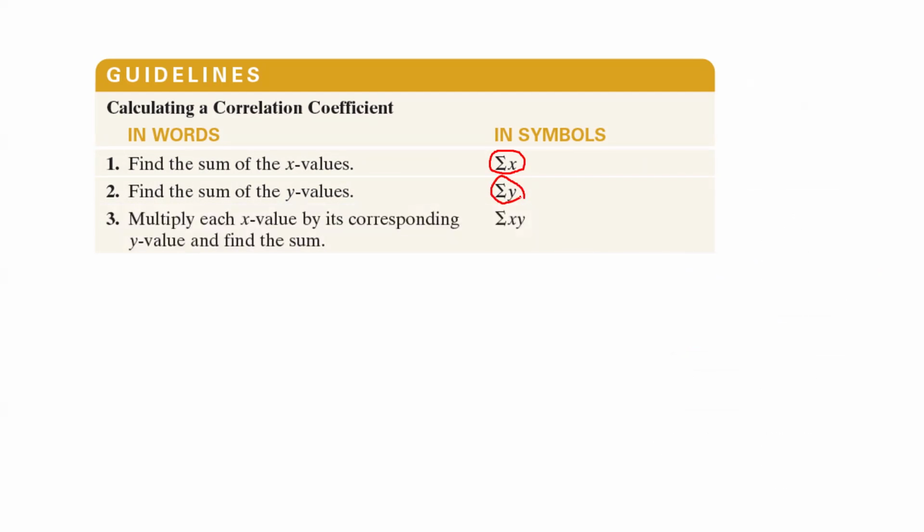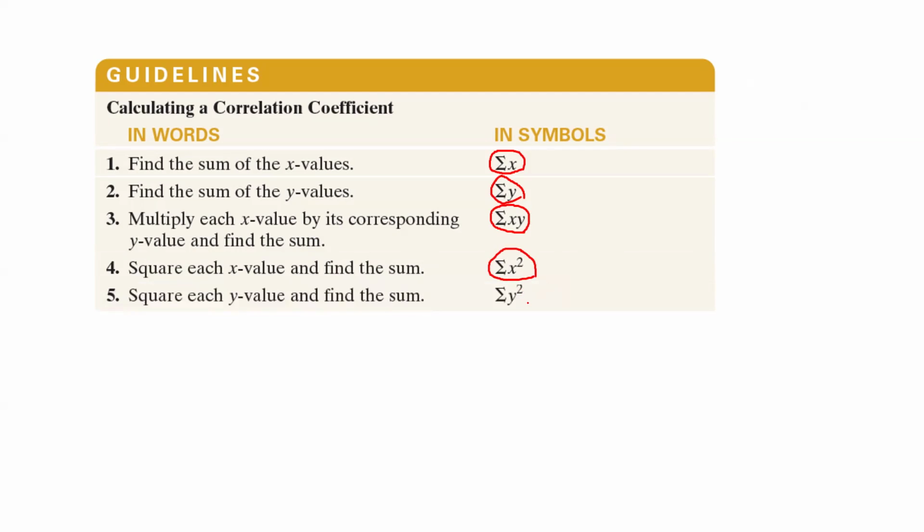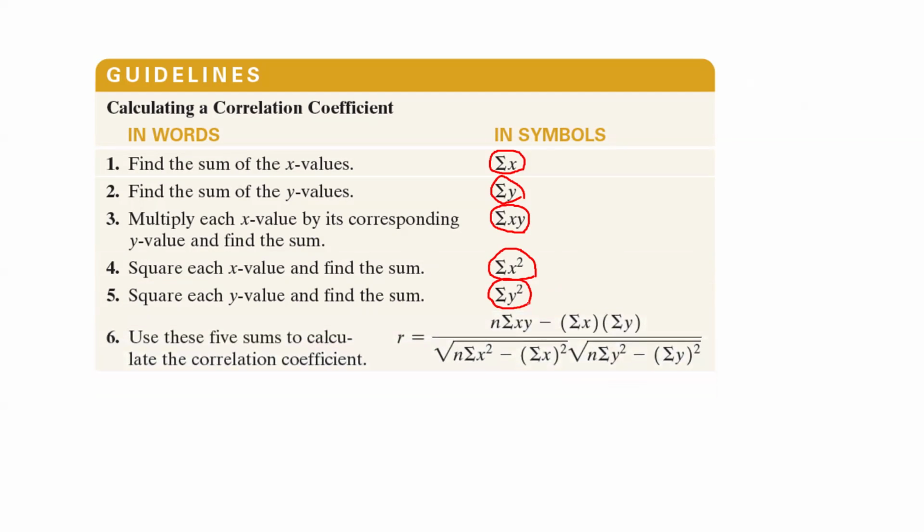Then what? You're going to multiply each x value by its corresponding y value and find the sum. So find the sum of x times y, square each x value and find the sum. So multiply each x by itself, then add all of those x squared together. The same process for your y. Multiply each y by itself and then add those together. And finally follow the formula.